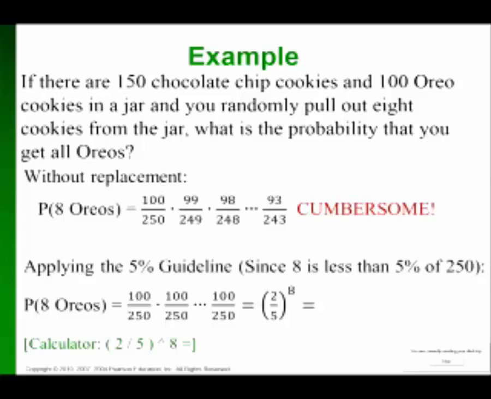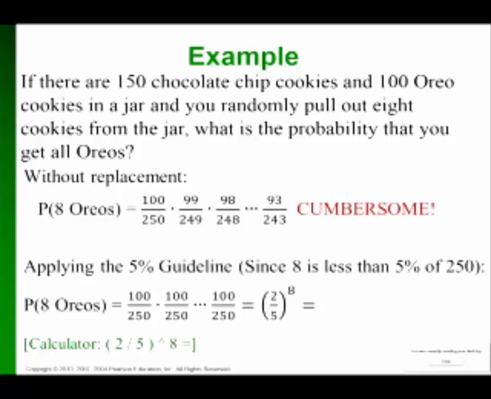And instead of multiplying these 8 fractions, I'm going to say, let's play like I'm putting the Oreo back every time. The probability is going to stay 100 out of 250 every time. Well, this wouldn't be any easier to punch on the calculator, because you're still multiplying 8 fractions, except you have an exponent button. That exponent button makes it much easier.